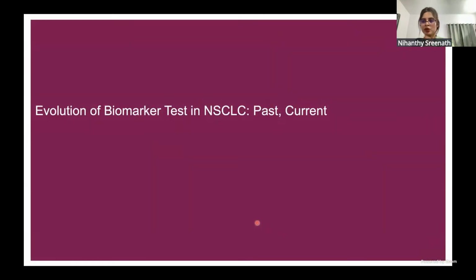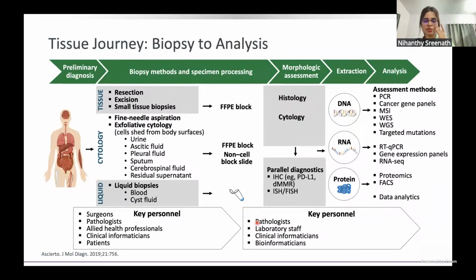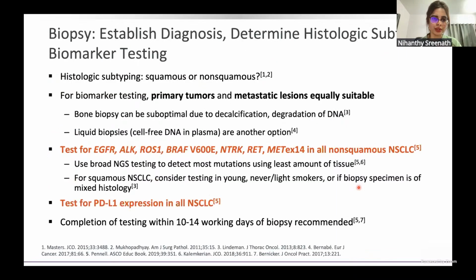So how did the evolution start? If you look into this diagram, this is mainly the workflow. When a patient comes to your OPD, what is the type of biopsy? And after, it can be obtained either by a fresh frozen block or with circulating tumor DNA. And finally, we extract them. And finally, the latest development is proteomics and all. So this is a basic workflow which depicts very well how to proceed further. And I'll be explaining the differences in FFPE tissue and also in the case of liquid biopsies.